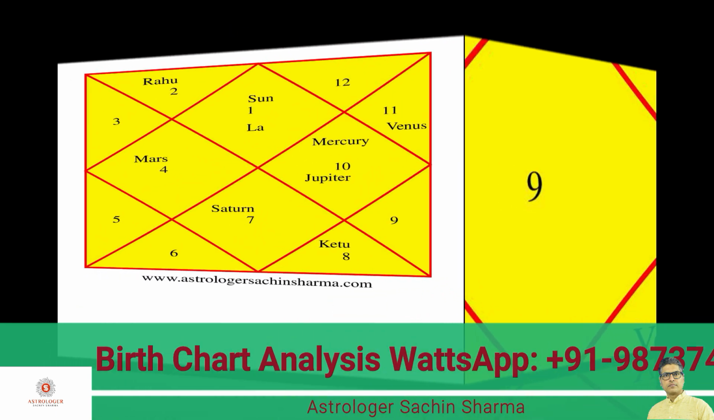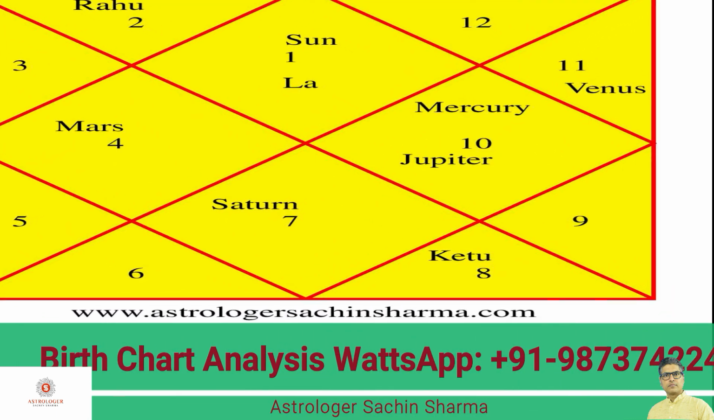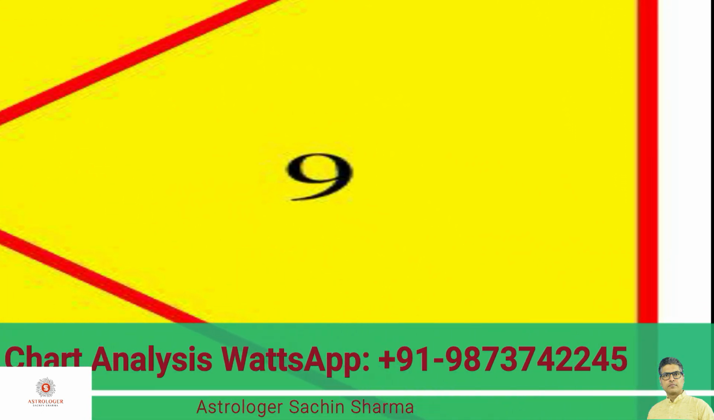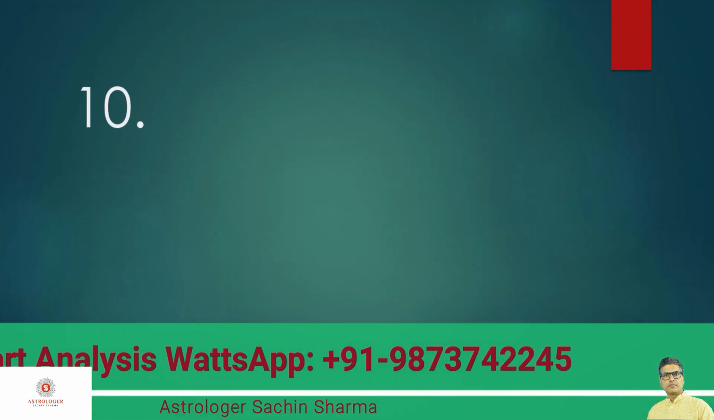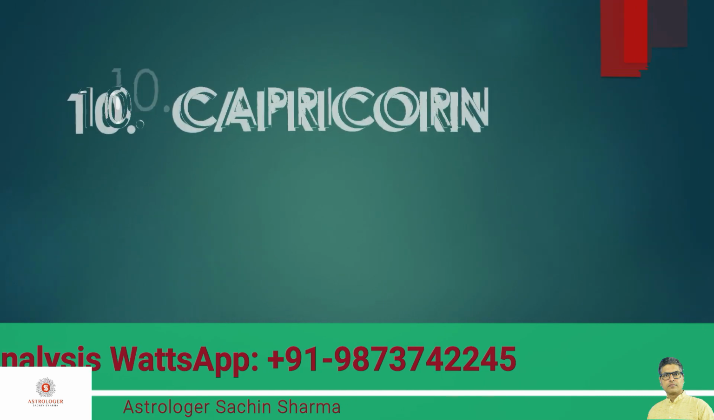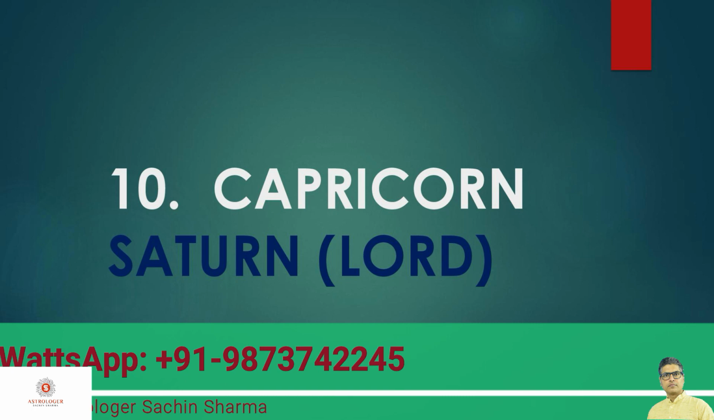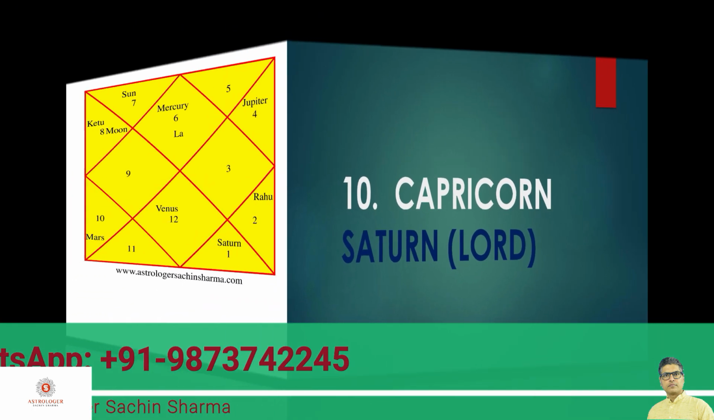Let us take another example here. Here we can see number 9 is written in the 9th house, and hence the Lord of 9th house is Jupiter. If number 10 is written, that means it represents Capricorn, and Lord of that house is Saturn. Let us understand this concept practically in a birth chart.